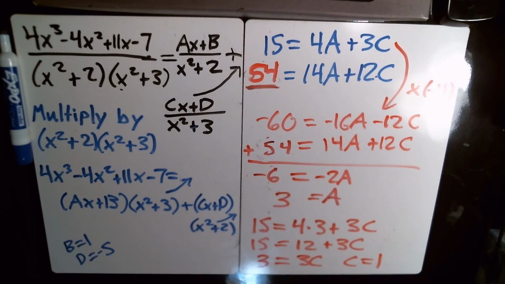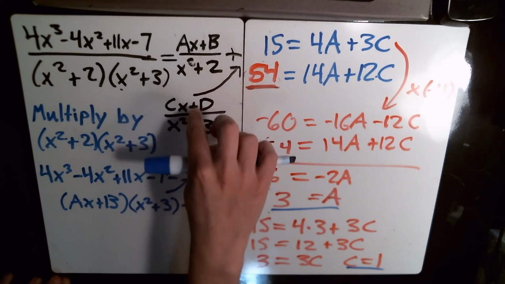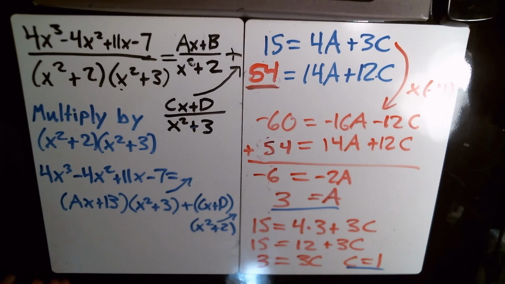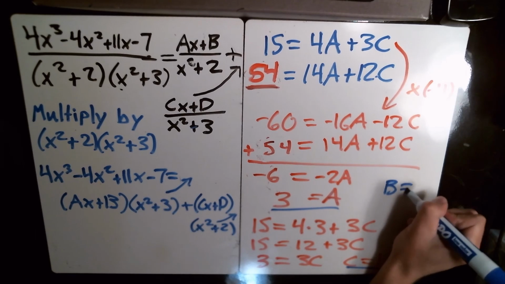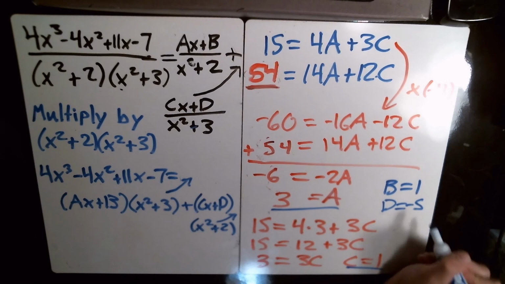Okay, now I kind of don't think they'll give you one this hard on the test. It is a little bit easier if you do the other way, but essentially, once you have all these numbers, you just plug them back in to your original, what your answer should look like, right? And so we found out that B was 1 and D was -5 earlier.